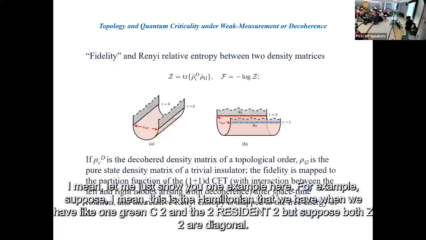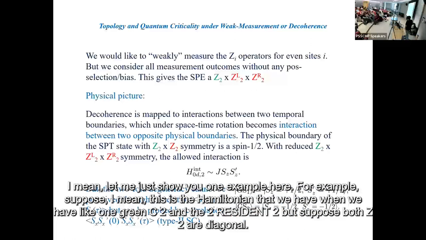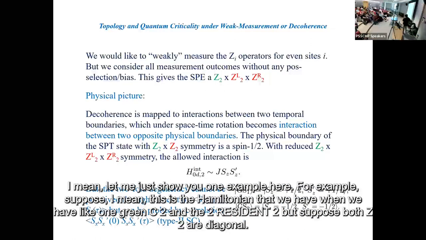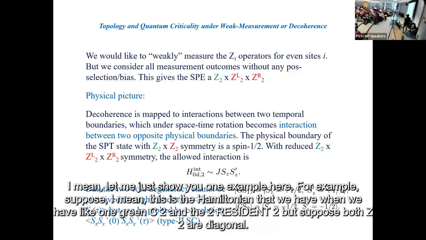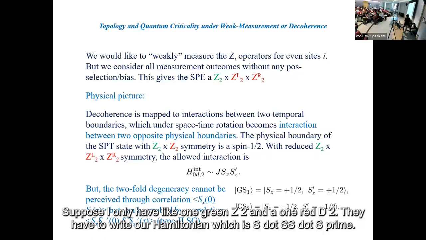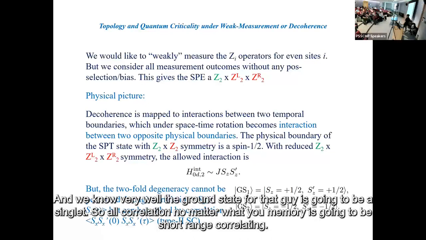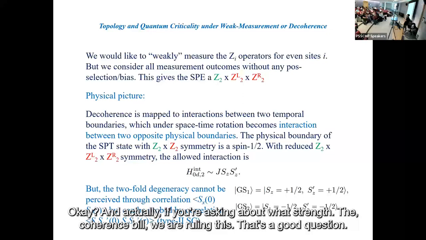Let me just show you one example here. This is the Hamiltonian that we have when we have one green Z2 and two red Z2, but suppose both Z2 are diagonal. Suppose I only have one green Z2 and one red Z2, then I can write down a Hamiltonian, S dot S prime. And we know very well the ground state for that is going to be a singlet. So no matter what you measure, all correlation is going to be short-range correlated.